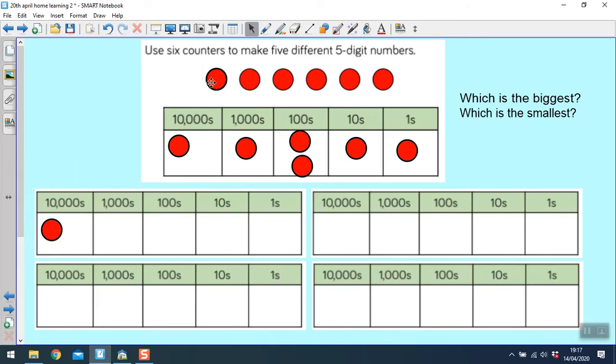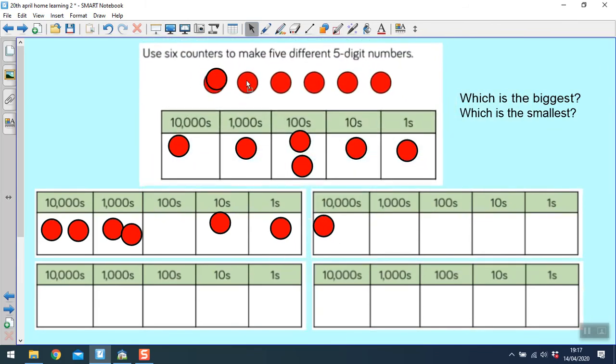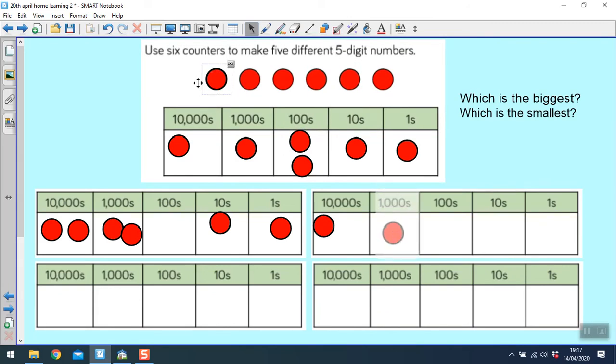Okay, so another option, I could have 2 over here, 2 in here, 1 in there, and 1 in there. I could have one in each of these, and then 2 here. Something that I can't do is leave this blank, because if I leave this blank and just put the counters in the other 4 columns, then it only makes it a 4-digit number and not a 5-digit number, so I must have something in that one.